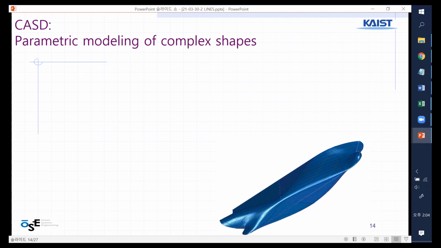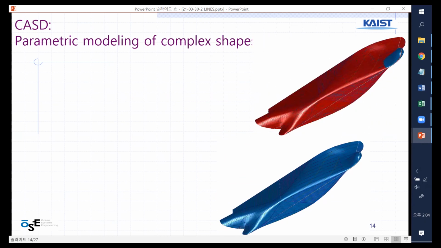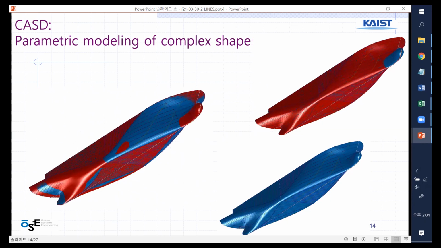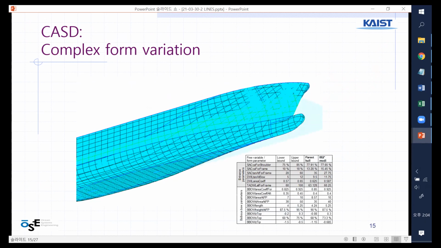So parametric modeling of complex shape, and each curve or special corner can be highlighted with different colors for some design reasons. And then for complex form variation, they can modify a portion of the ship surface by moving control points. So design changes, small modifications, especially near the bulb at the front part of the ship, are easy using our computer software.